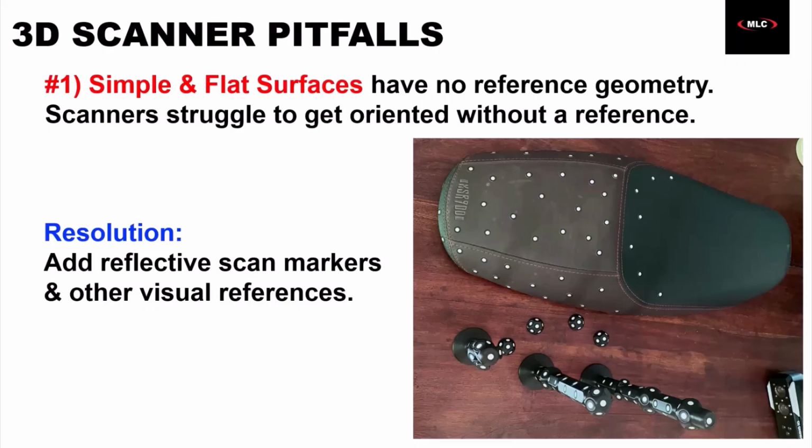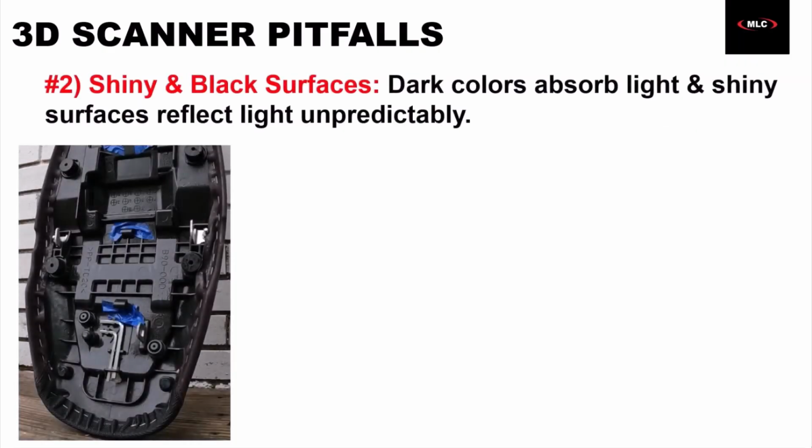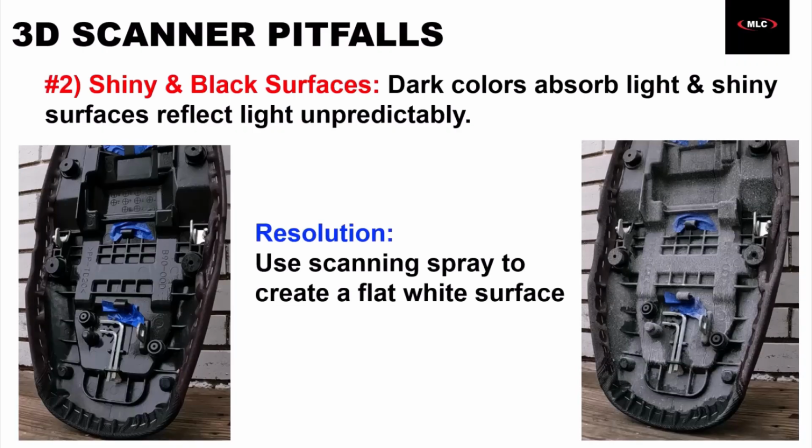The second issue is with shiny black surfaces. Scanners work by measuring light that bounces back to capture geometry, but dark colors absorb light and shiny surfaces reflect light kind of unpredictably. So the bottom of the motorcycle seat is a good example of this issue. There's a workaround there too, though, which is using scanning spray.